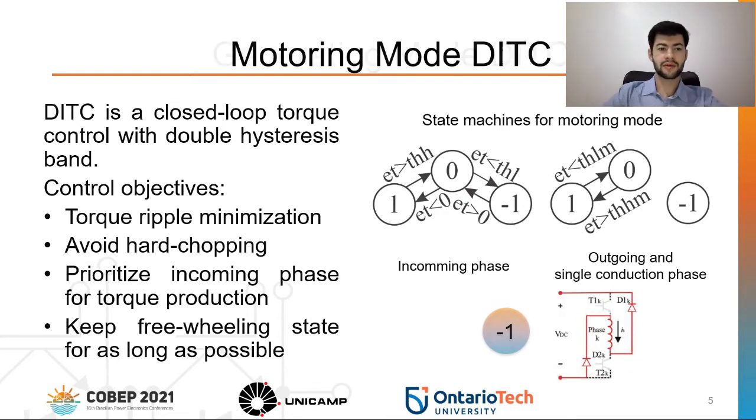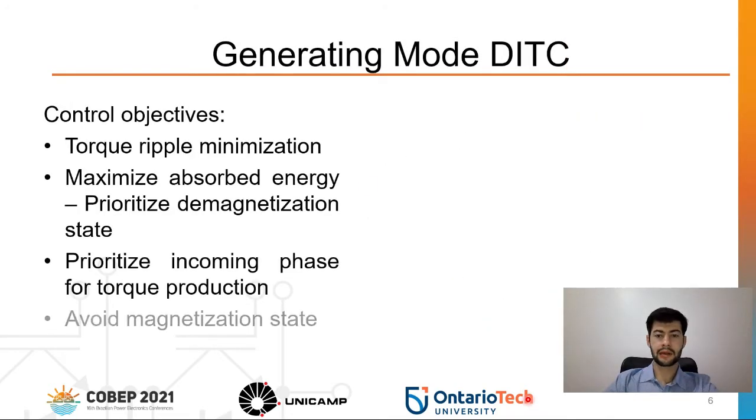Moving forward to the generating modes, here the objectives are a little bit similar, but there are a few changes. For example, we also have the objective of minimizing the torque ripple. On the other hand, we want to maximize the absorbed energy, so we prioritize the demagnetization state instead of the freewheeling state. Also, we prioritize the incoming phase for torque production because we don't want to produce positive torque while in the generating mode. Similarly, we avoid the magnetization state to maximize efficiency.